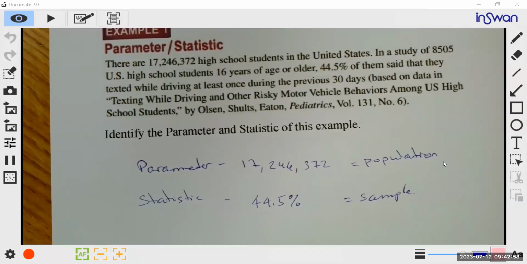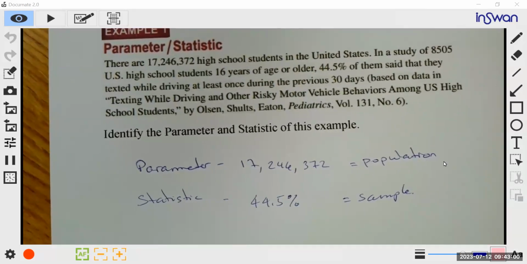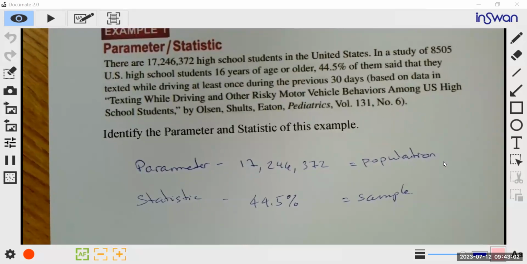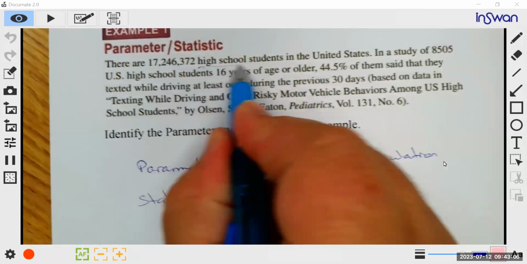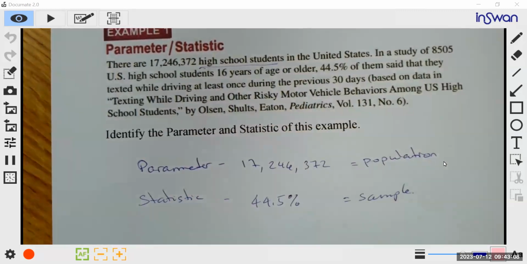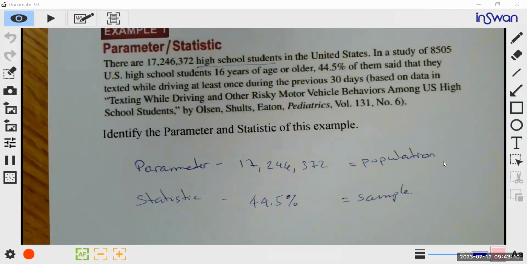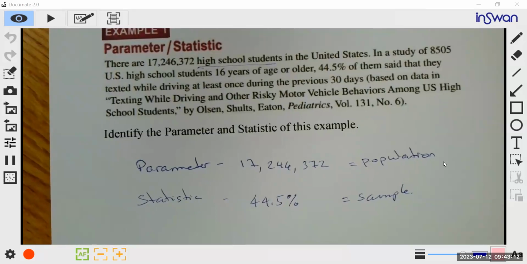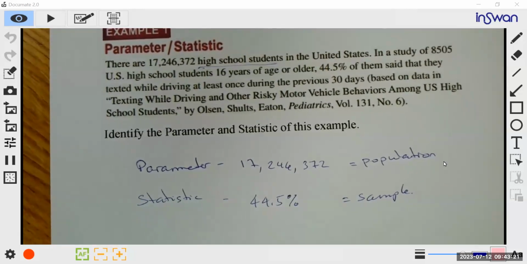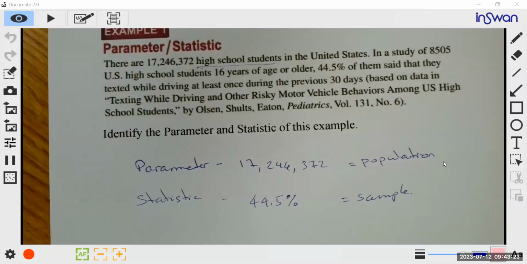What's the characteristic of the population? Well, they're high school students, which are 16 and above. So again, the definitions are very important, because when you're asked to find the difference between what's the population, what's the sample, or the parameter, or the statistic, you have to be able to determine what is the characteristic being analyzed.